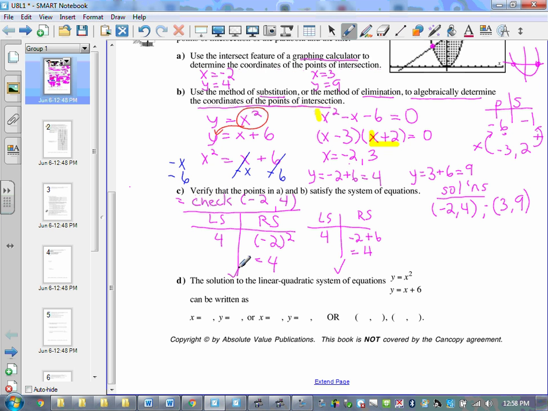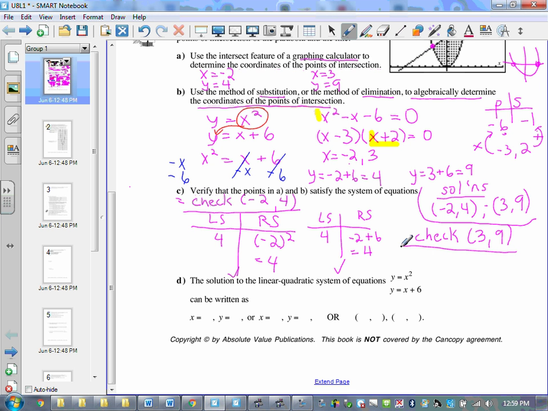Does that make sense? We'd also have to verify or check our second solution. I'm not going to do that work, but I'll just write down that we should check (3, 9). Is that okay? Can we skip a step?